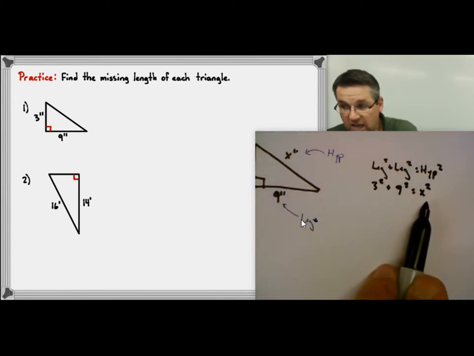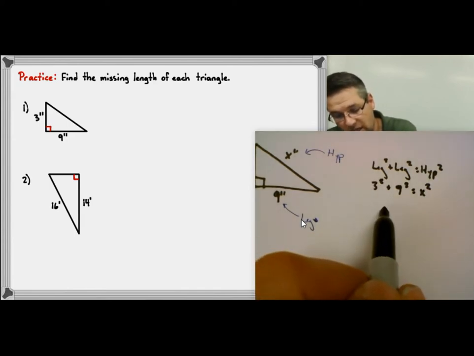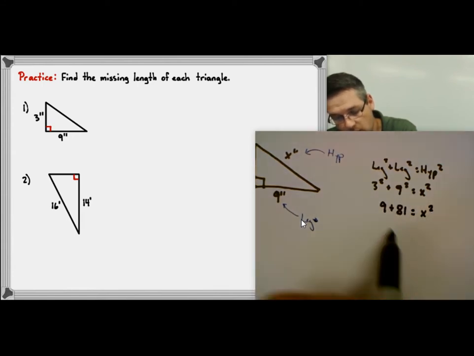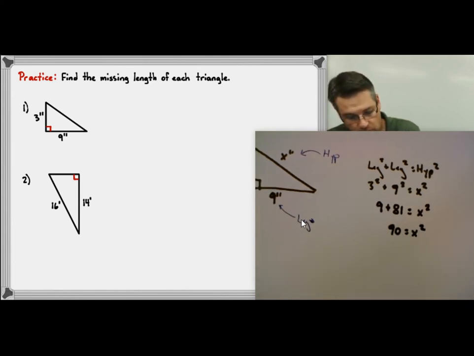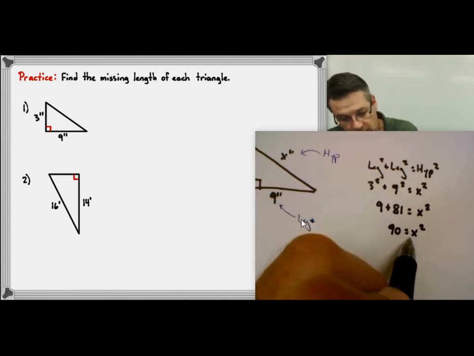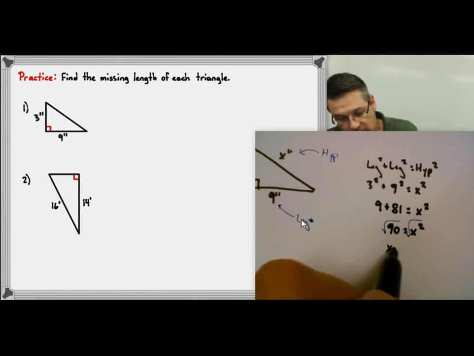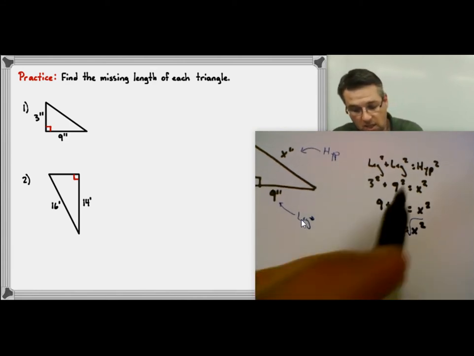Now you can see that the x squared is already by itself, so this particular problem is a little bit easier than the one I gave you earlier. 3 squared is 9, 9 squared is 81, and then obviously x squared. We can combine those. 9 plus 81 is 90, and then equals x squared. And then we're going to go ahead and square root both sides to get rid of that squared. And so we end up with x equals the square root of 90. We know we don't need the negative version of this because we're talking about length.